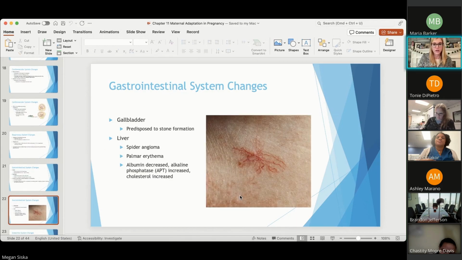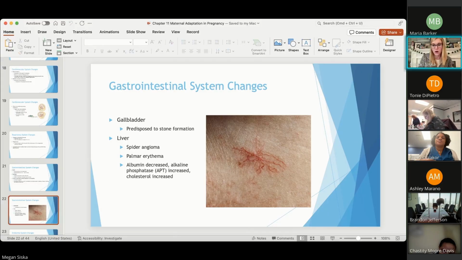Gallbladder, you're more predisposed to gallstones. From a liver perspective, you can get little spider veins. You can get red palms, which is palmar erythema. Your liver function tests change, so your albumin decreases and your ALP increases, cholesterol increases.